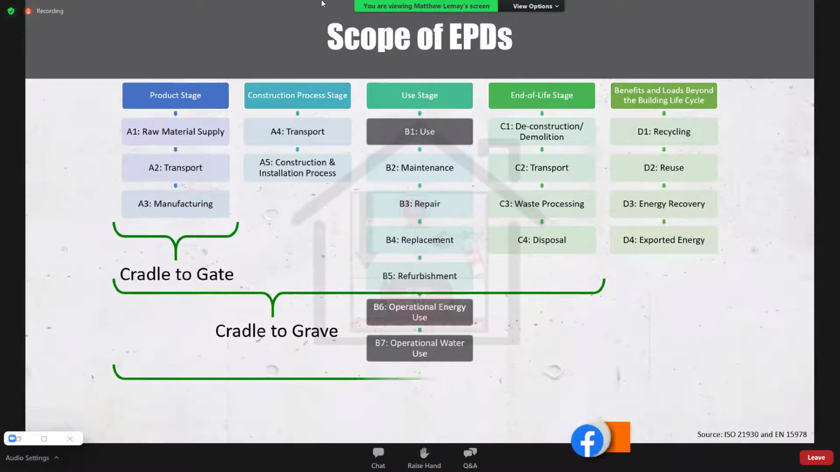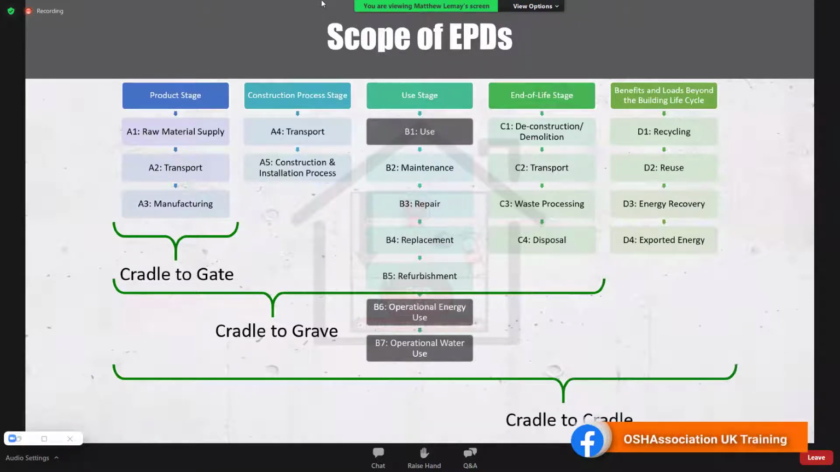Then finally, cradle to cradle is an extension of that cradle to grave scope, which refers to the reuse of materials in creating new materials later and accounting for the carbon savings from reuse. As we develop future editions of the product category rule, we hope to expand from the cradle to gate scope to a more inclusive and broader scope.